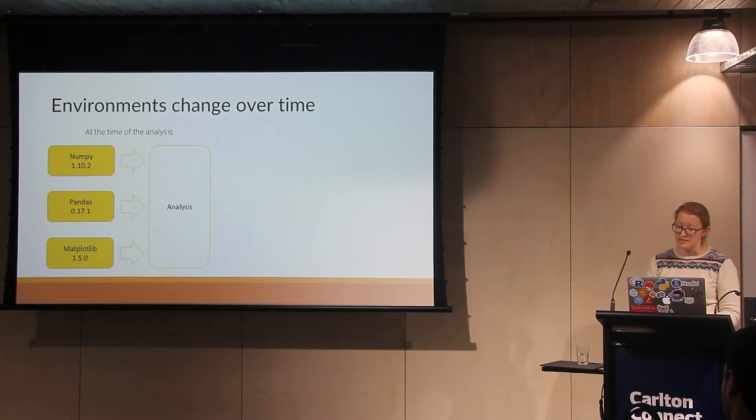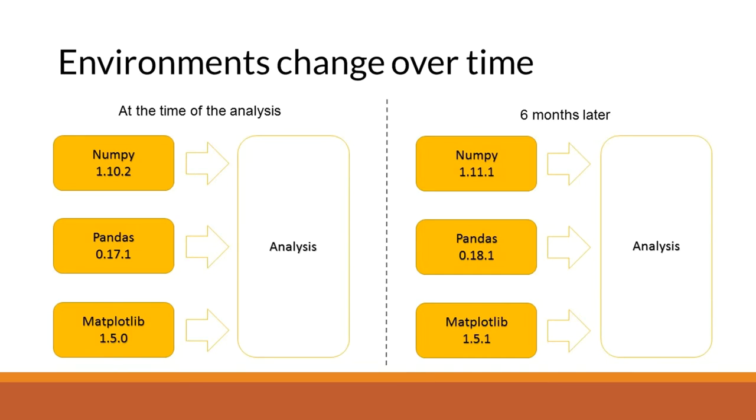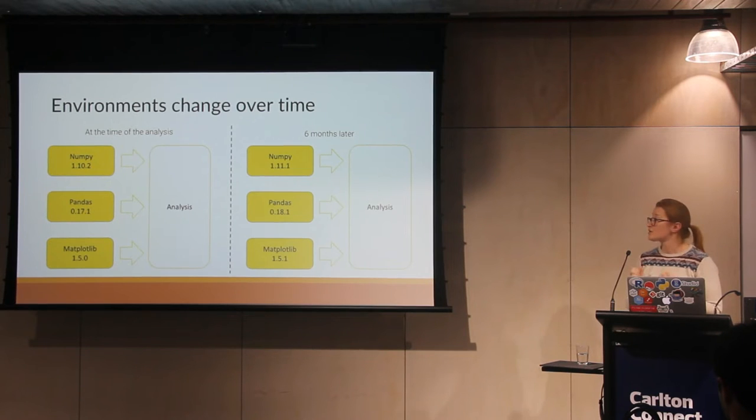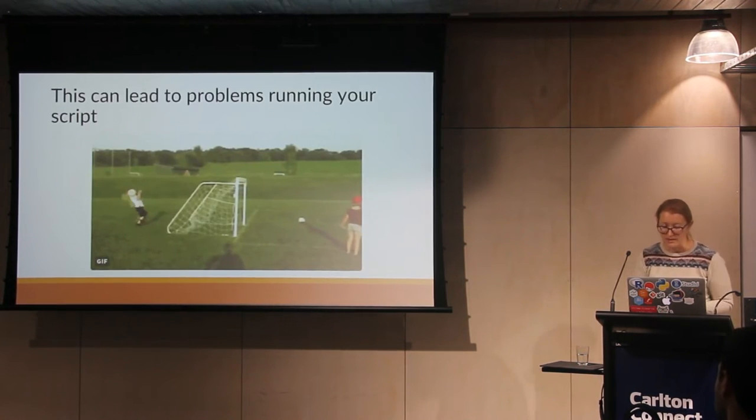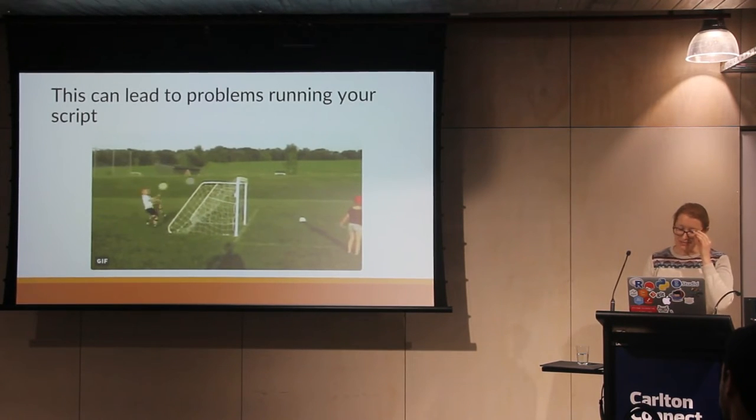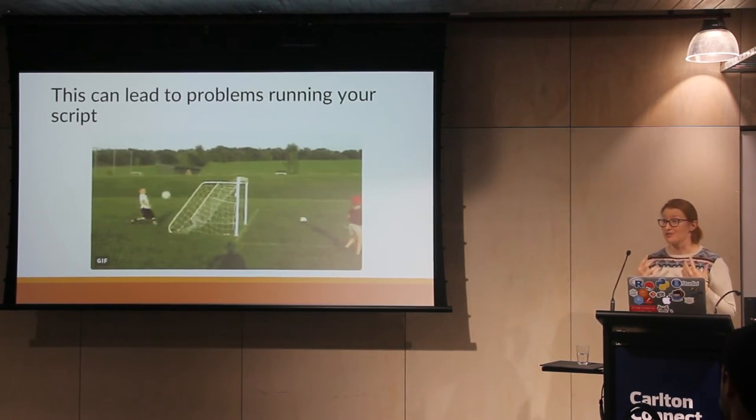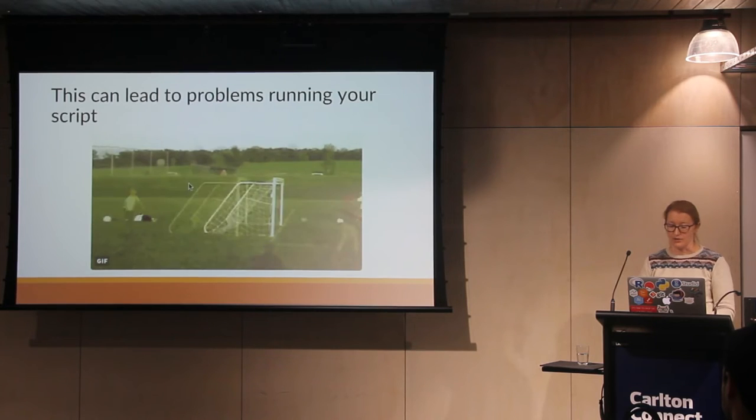So now we come back to the analysis 6 months later, and things have moved on. All the packages are at different versions, and because we've been keeping everything installed globally and up to date, we now have a situation where our analysis relies on different package versions to what we have currently installed. So what happens when we try to run our analysis? Well, depending on the changes that are being made between versions, our code may not produce the same results, or it might not run at all.